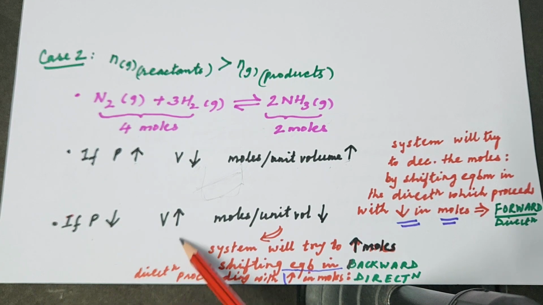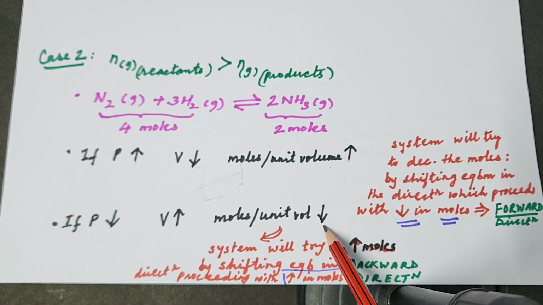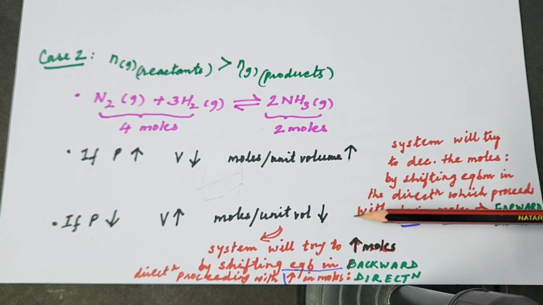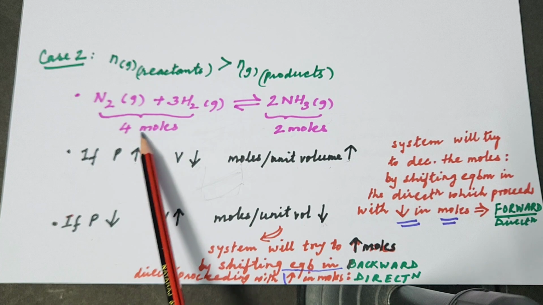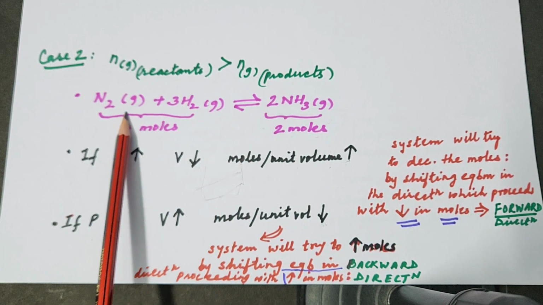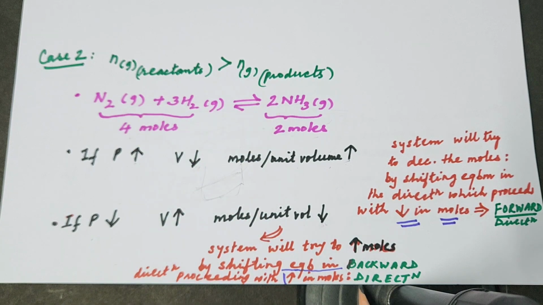Pressure decreases, volume increases, more space for the moles to move around. So population decreases, that means moles per unit volume decreases. Also remember, whatever happens to the pressure, the same thing happens to the moles. Pressure decreased, moles decrease, and the system will try to undo the change. How? By increasing the number of moles. Now we need to see in our system where the number of moles is increasing. Here 4, here 2. So the reaction shift will happen in this direction, which happens to be the backward direction, in order to increase the moles.